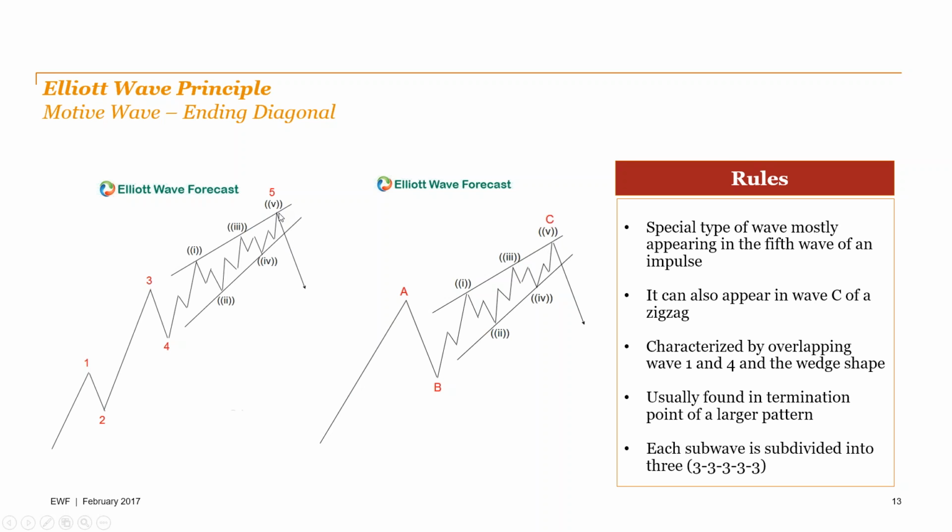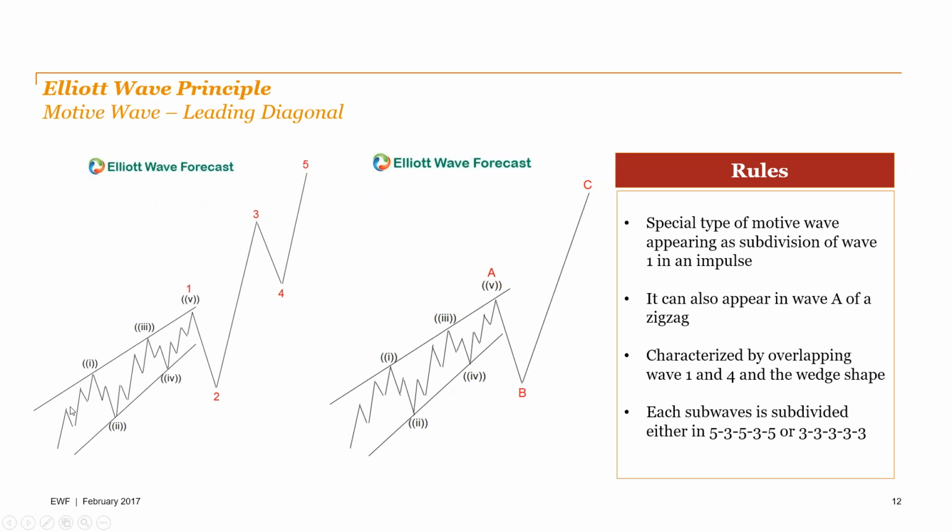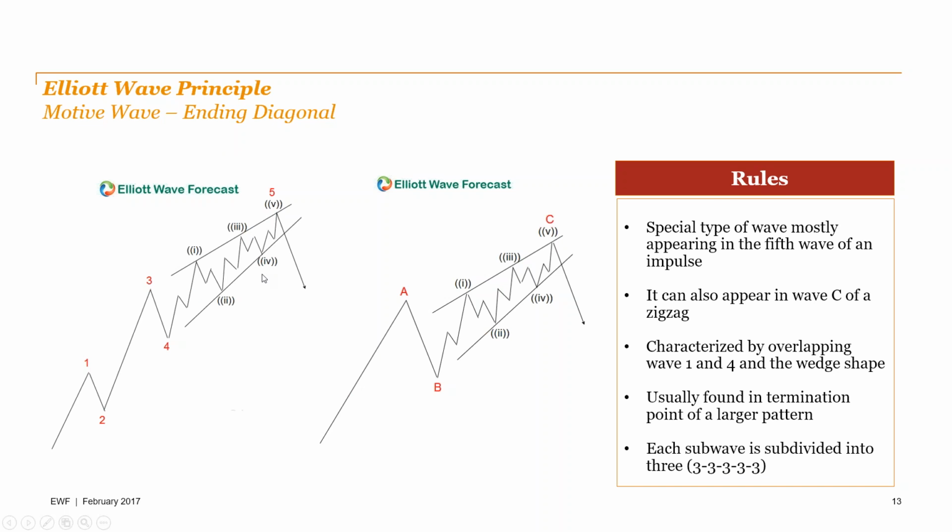Usually then you will see a big pullback afterwards. Each subwave is subdivided into 3. You can see 3, 3, 3, 3, 3. Now the same thing can happen as a leading diagonal as well. Leading diagonal can be 3, 3, 3, 3, 3 as well, even though in the example earlier we show here 5, 3, 5, 3, 5. So only the leading diagonal can have variation, but the ending diagonal is 3, 3, 3, 3, 3. Okay.